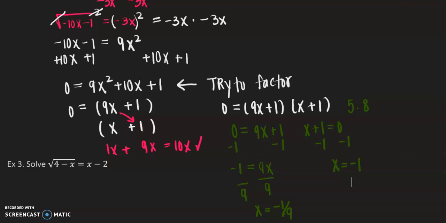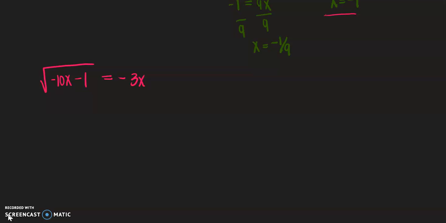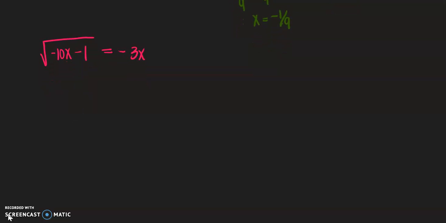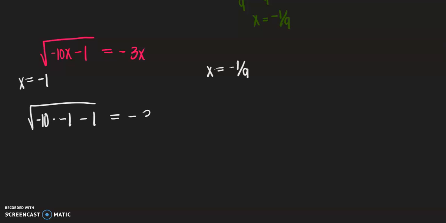Okay, so next we're going to plug these into the original equation to see if they work. So we have x equals negative 1 and x equals negative 1 over 9. Okay, so let's plug in negative 1. So the square root of negative 10 times negative 1 minus 1 equals negative 3x, times 1 for the x.